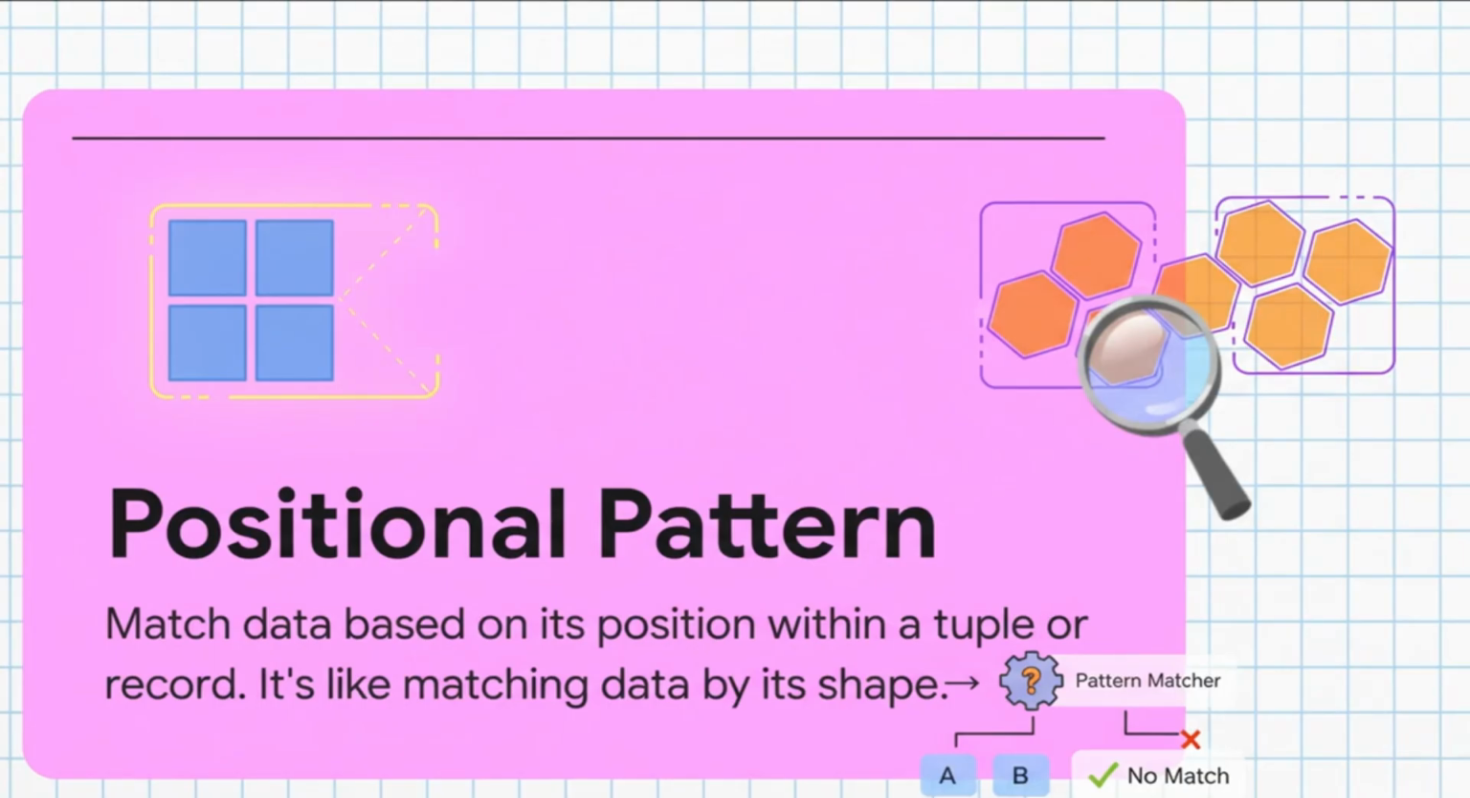So, what is a positional pattern, really? At its heart, it's a way to check your data based on its shape and position. Forget just checking values one by one. Think of it like having a stencil. You're saying, I'm looking for data that looks exactly like this, and C# does the matching for you.